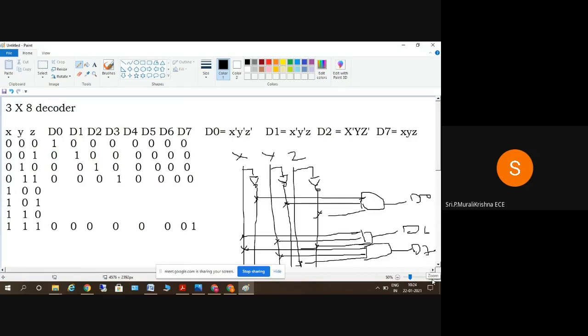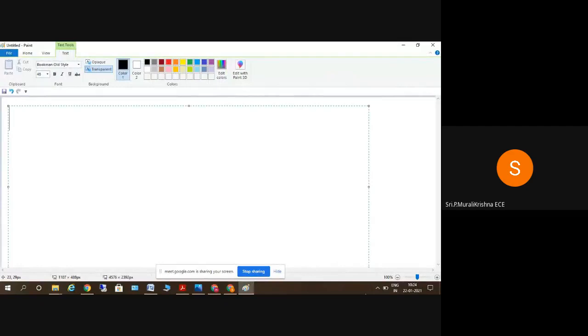So this is a normal 3 to 8 decoder, and what we can do here is construct a 3 to 8 decoder using NAND gates also. This was the construction using AND gates. We can construct the decoder using NAND gates, and we'll have an input called enable input. With the help of that, we'll design it. Next, design of decoder using NAND gates and enable input.